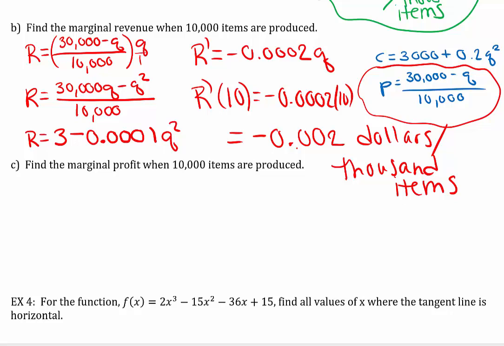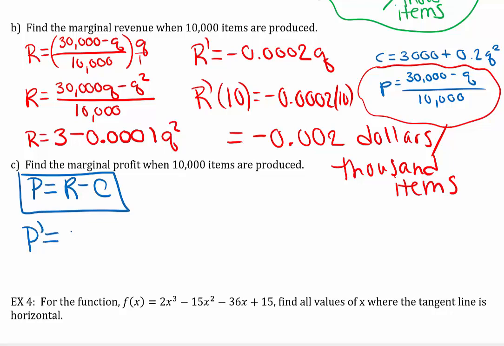Finally, we are asked to find the marginal profit. To find the marginal profit, we are going to use the fact that your profit is always your revenue minus your cost. So that means marginal profit has to be marginal revenue minus marginal cost. And we've actually already found our marginal revenue and our marginal cost. And so to find the marginal profit, I can actually just subtract those numbers.